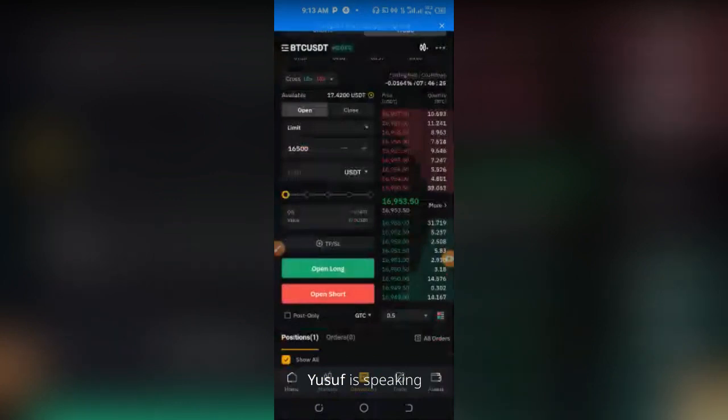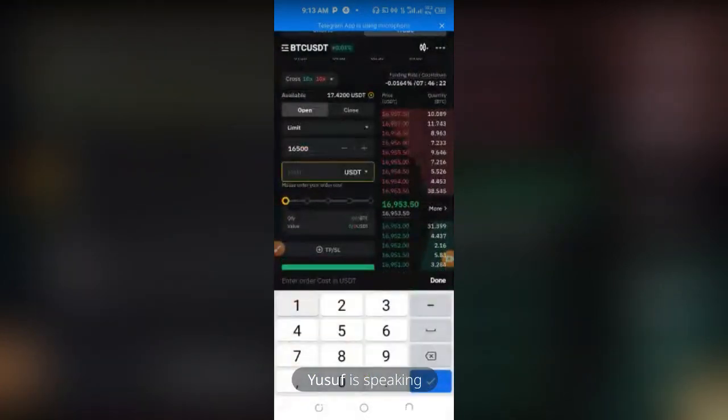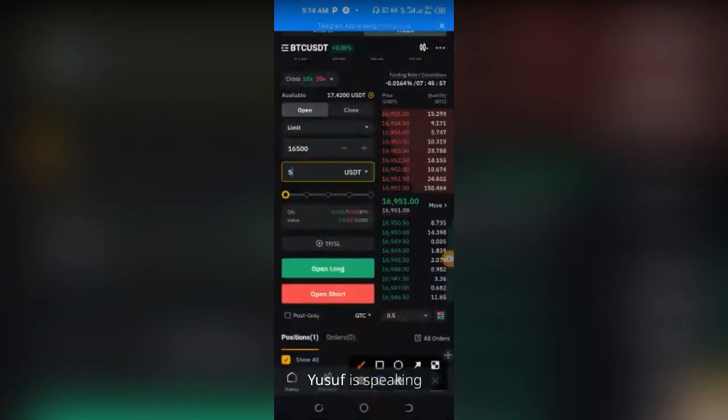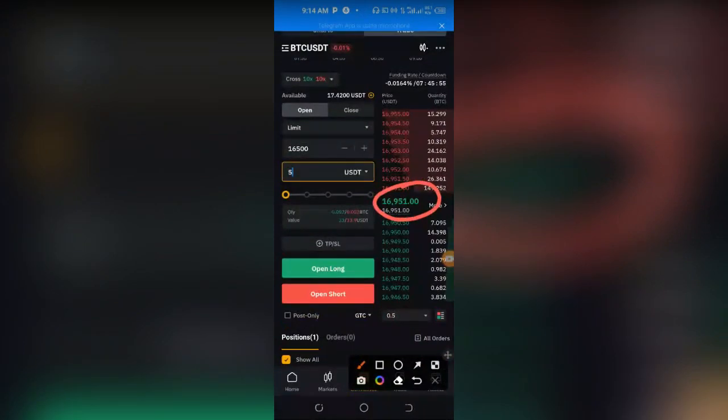Then you now say, how much money? My own balance now, apart from the trade I am in, is 17.4. Out of this 17.4, how much do I want to enter the trade with? Let's say I want to trade BTC for $10 out of my money. Or I want to trade with $5. But this $5 BTC trade will only trigger when the market drops down to 16.5. The market must show 16.5 instead of 16.9. That is when this trade is going to buy.